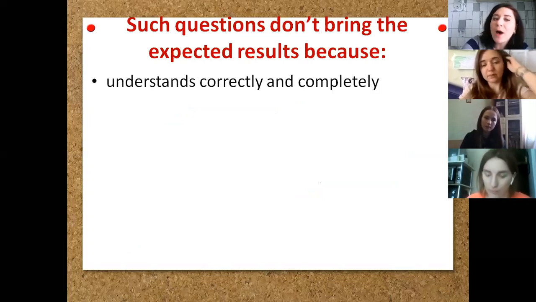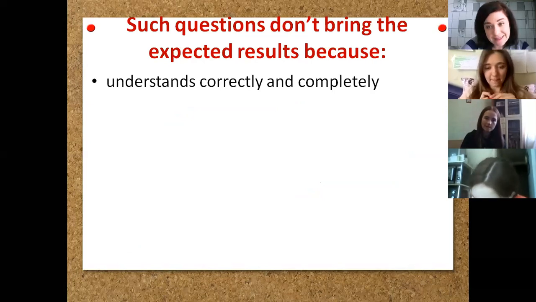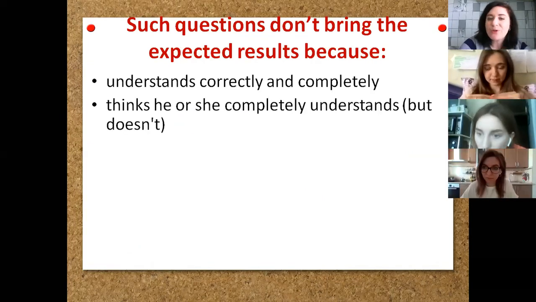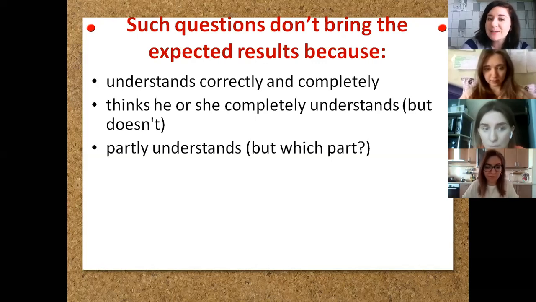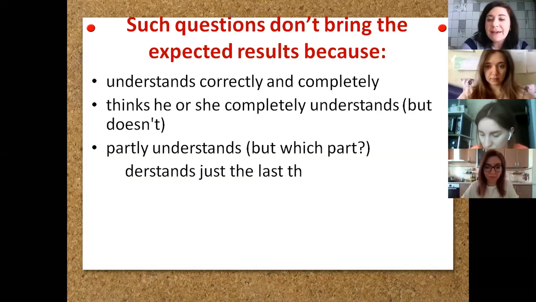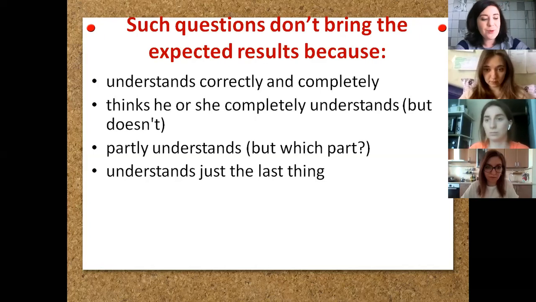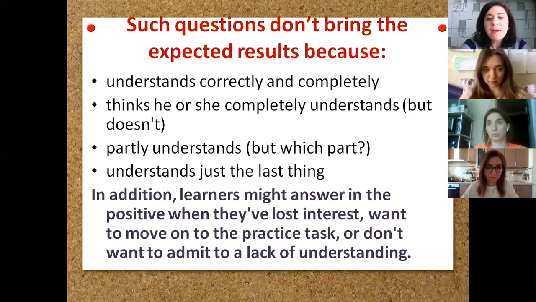Because only one or two students can understand correctly and completely. And only one or two students think that he or she completely understands, but in fact, they don't understand completely. And they can understand only some part of the vocabulary or functional language that you presented, but you don't know which part they can understand. And they can understand only something that was mentioned last, only something that you said in the last sentence, and so on.